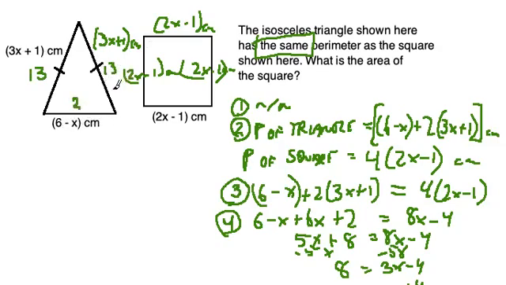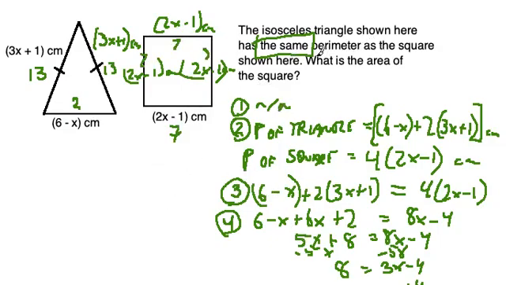You can see this diagram's not to scale. But 13, 13, and 2 means the perimeter of my triangle is 28. Over here, if x is 4, 2 times 4 minus 1 gives me 7 for all 4 sides, and 7 times 4 gives me 28 as well. So I am getting the same perimeter for both of them. That means I've found the right value for x.